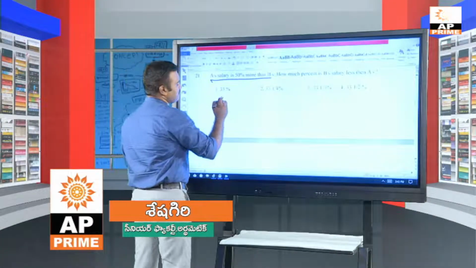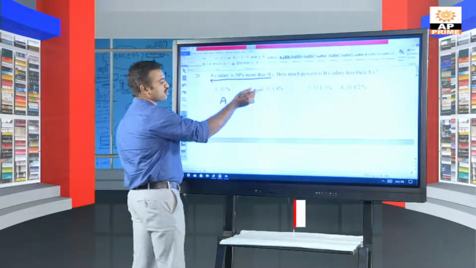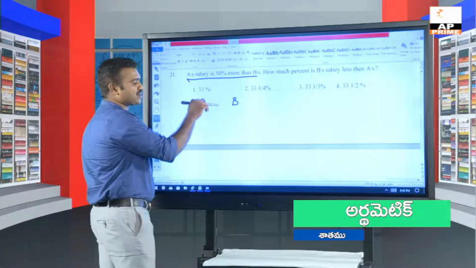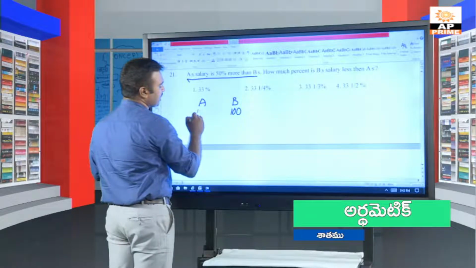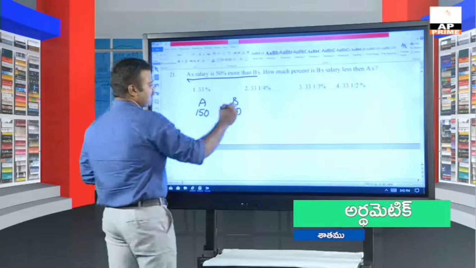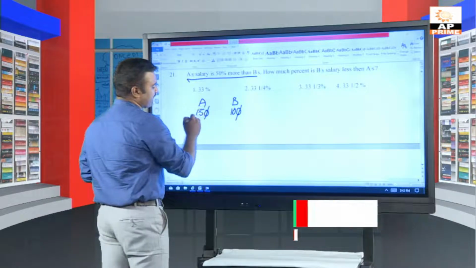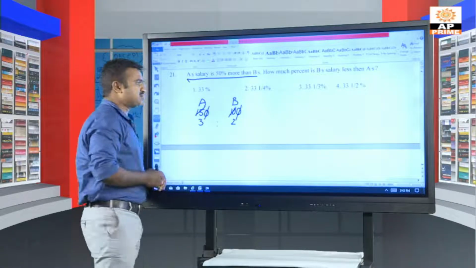అంటే ఇప్పుడు ఏబి అనే దాన్ని తీసుకుంటున్నా. ఏ శాలరీ ఈజ్ 50% మోర్ దాన్ బి. ఏ శాలరీ 50% ఎక్కువ ఉందంట బీతో కంపేర్ చేస్తే. అంటే బీని 100% అనుకుంటే ఏ 50% ఎక్కువ ఉన్నాడుగా అంటే 150. సో ఈ జీరో క్యాన్సిల్ చేస్తున్నా. 5 టేబుల్లో 3 టైమ్స్, 5 టేబుల్లో 2 టైమ్స్. అంటే రేషియో ఎంత వచ్చిందంటే 3:2.